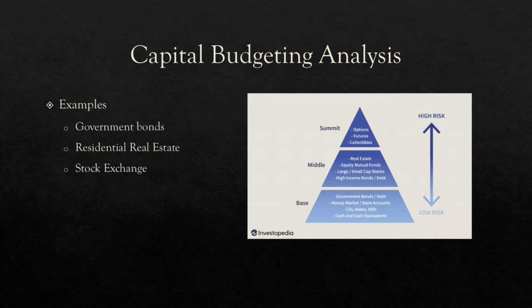So from the pyramid, at the very summit, these are your more risky investments. However, they're going to have higher returns. Towards the middle, these are your middle of the pack, and then the base, these are your least risky and are going to provide the lowest return. But let's get into some of these. So bonds, relatively low risk, low reward. They will make money. However, it's not going to be much, and it's going to take a set amount of time for the investment to mature.